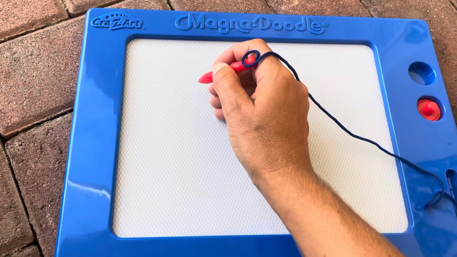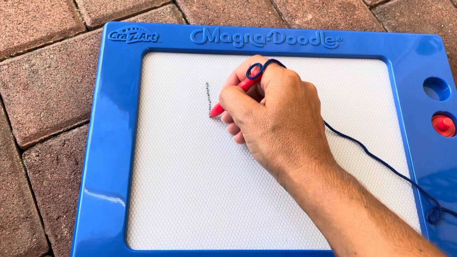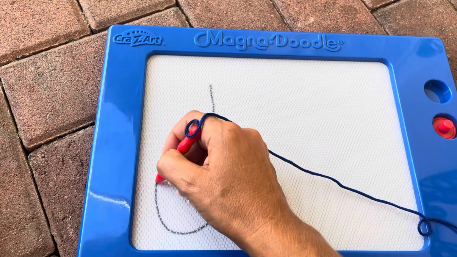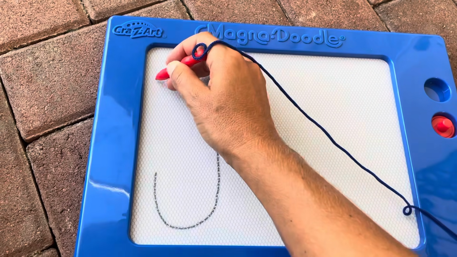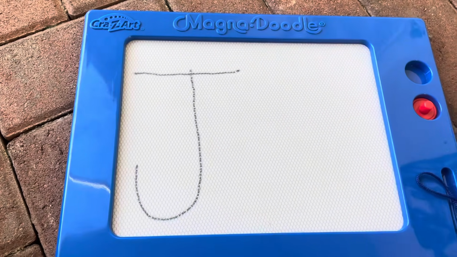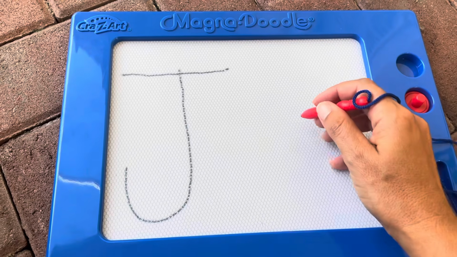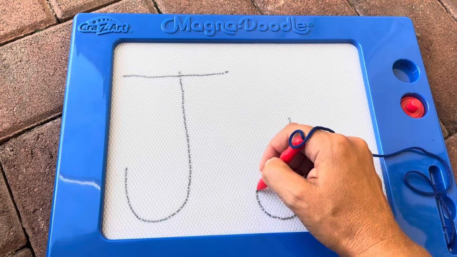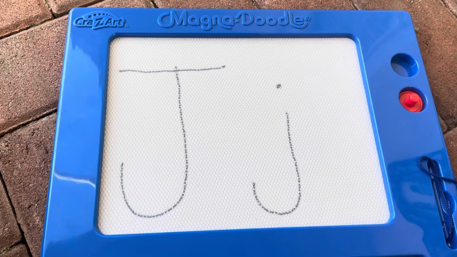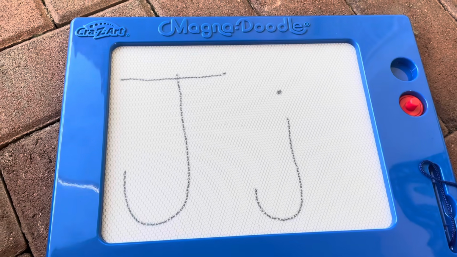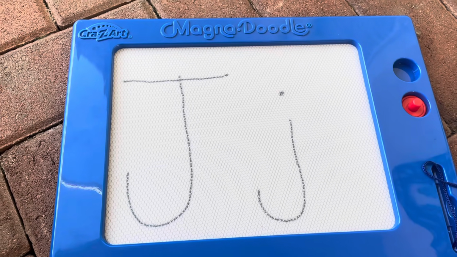Now for a J. Start at the top, bring it around, and a little hook up, and a line across. That's a capital J, and a lowercase j looks very similar, except it has a dot on the top. And J says J, like in jump.